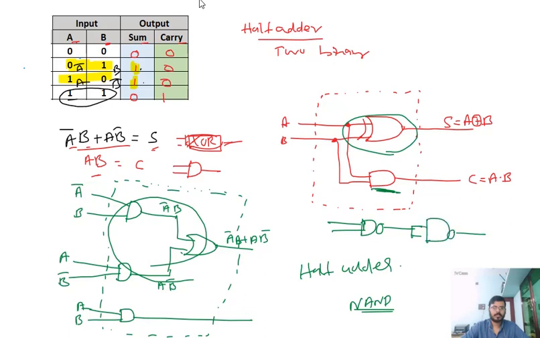So the output will be an AND gate. So you have A and B here, the output will be A into B here. This will be A into B whole complement.